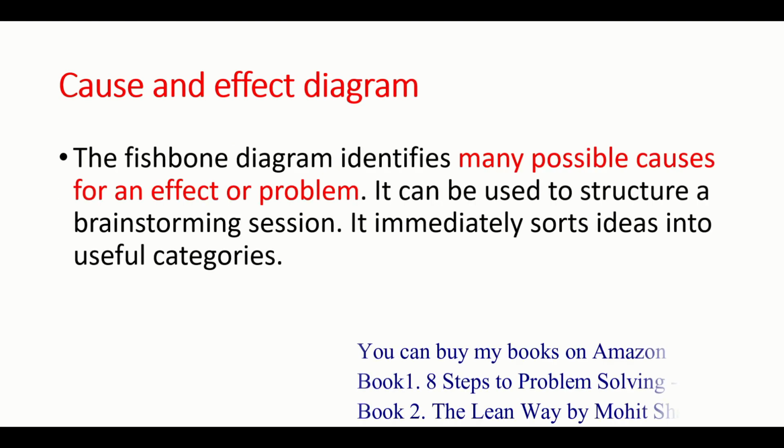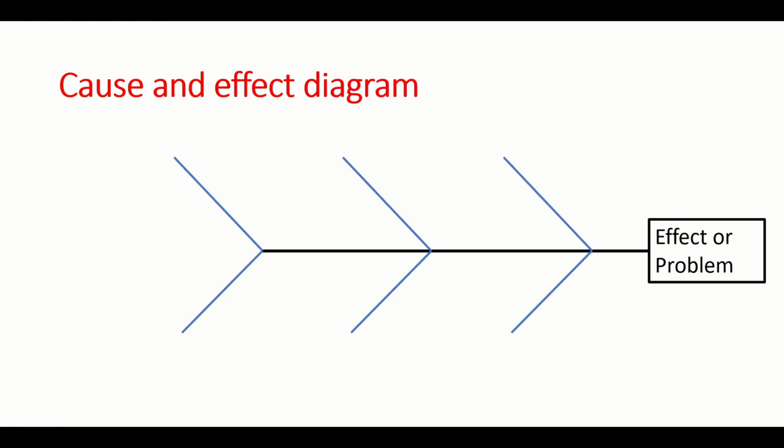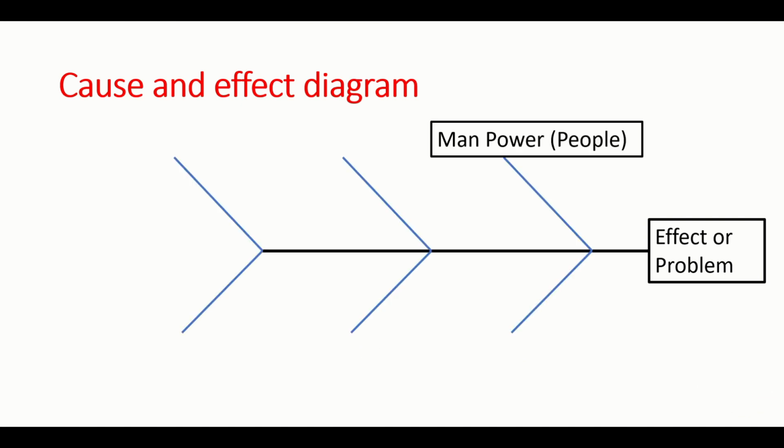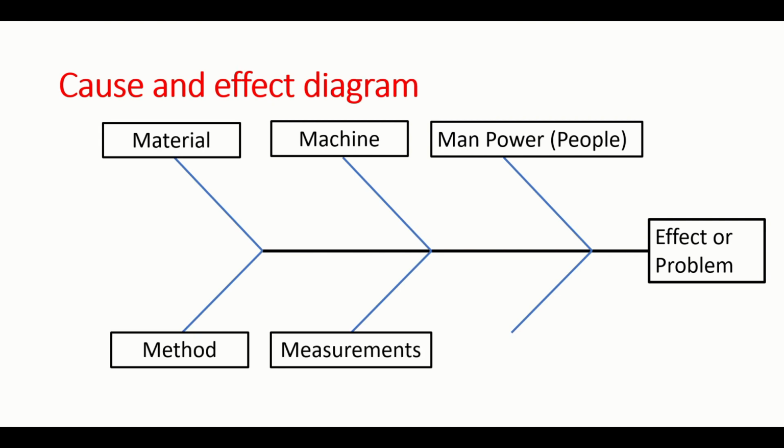Cause and effect diagram. It is also known as fishbone diagram and it identifies many possible causes for an effect or a problem. It can be used to structure a brainstorming session and it immediately sorts ideas into useful categories. The head of the fish is the effect or the problem. Then we have 6 causes which are already listed here. The first one is manpower or people. Second one is machine. Third is material. Fourth is method. Fifth is measurement. And sixth is mother nature.